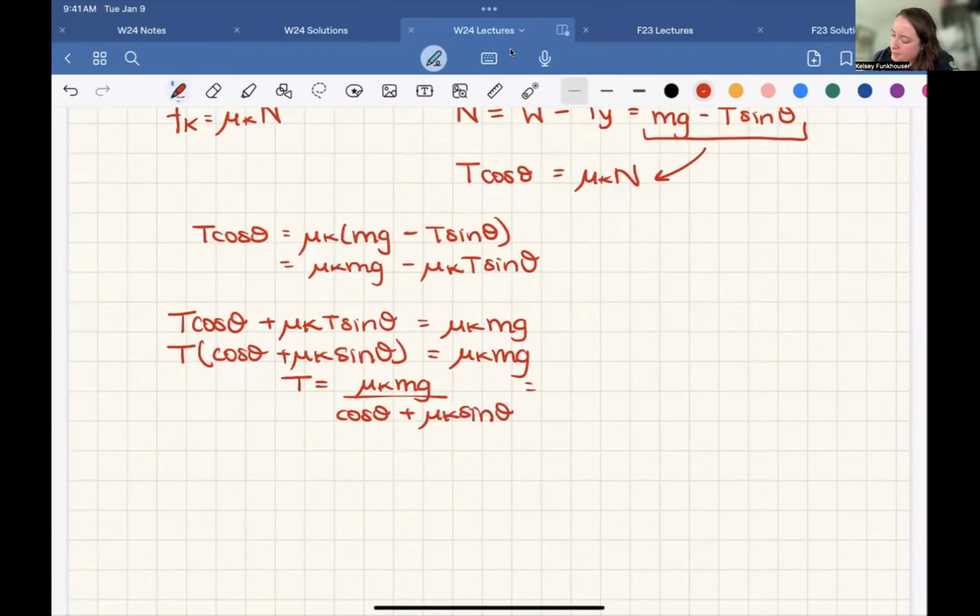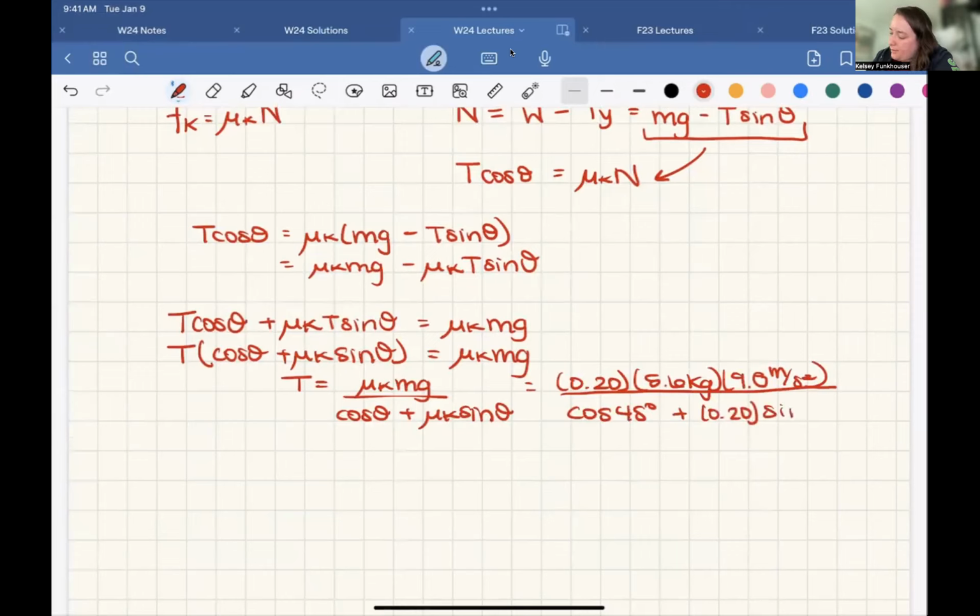Now we can plug in our numbers. So mu k is 0.20. The mass is 5.6 kilograms. g is 9.8 meters per second squared. We have cosine of 45 plus 0.20 sine of 45. This gives us a tension of 12.9 newtons. Okay, but that's not the answer to the question. That is just the force itself.